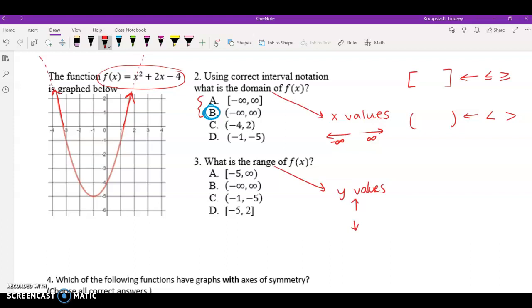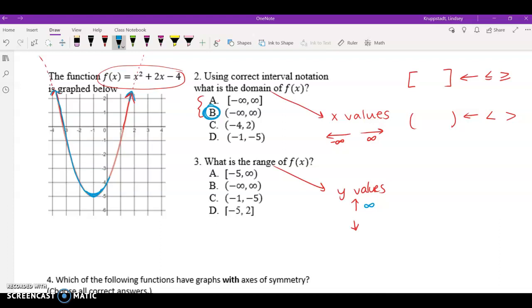Well, one direction I think is pretty easy to see. If I were to try to imagine stopping this parabola from going up, it doesn't stop, right? It keeps going up and up and up. So it is going to positive infinity. If I think about how far down this parabola goes, well, it doesn't go down forever, right?